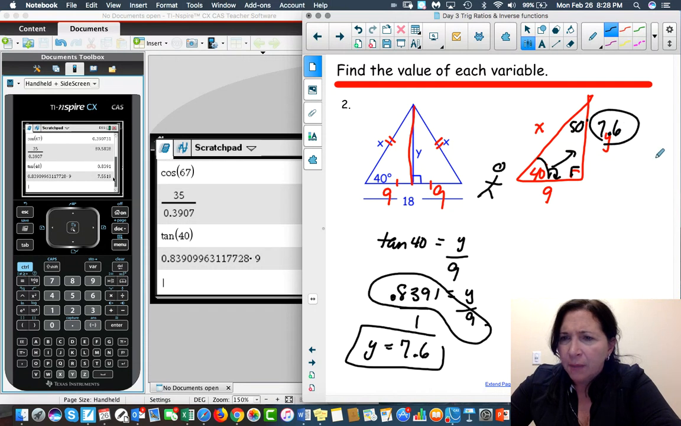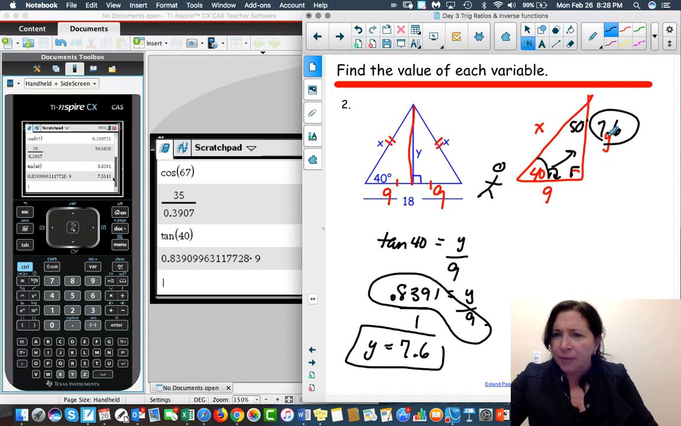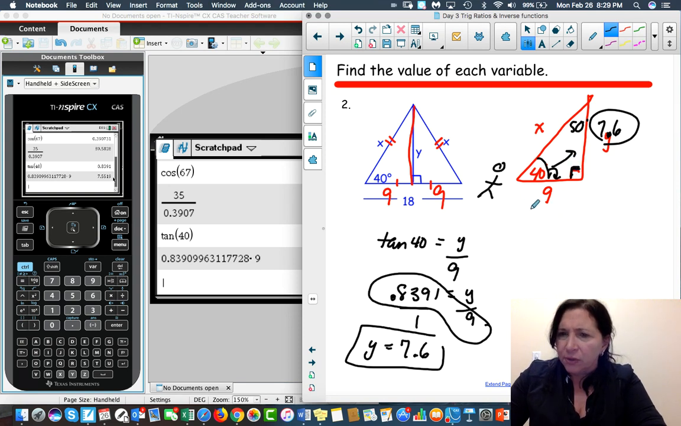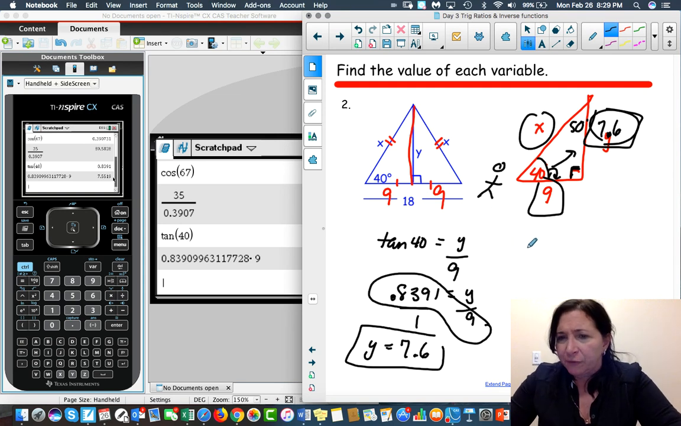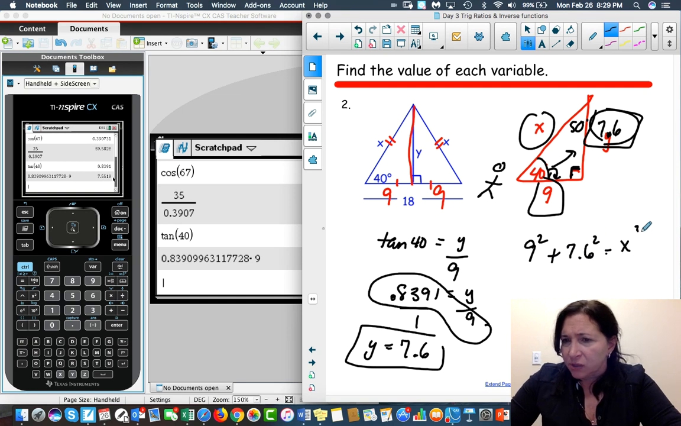So this value here is 7.6. Like on the other problem, I forgot to mention this to you, but I could also use the Pythagorean Theorem to find the third side. Once I have two sides, where before I only had one side, there's no way I could use the Pythagorean Theorem. But now, let's just use that for practice: 9 squared plus 7.6 squared is equal to x squared.